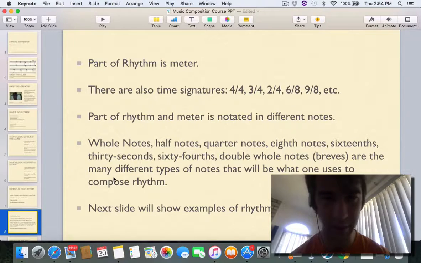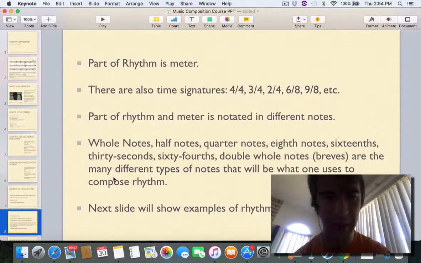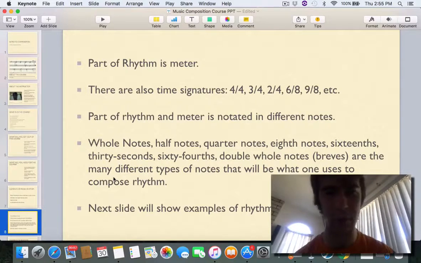Meter is actually more related to time signatures like 4/4, 3/4, 2/4, 6/8, 9/8. For more information on what these things mean, I can go into a little bit of detail on the next slide. But if you want the big details, make sure you're enrolled in my theory course for beginners. That course will actually give you more in-depth on what these time signatures mean if you don't already know them.